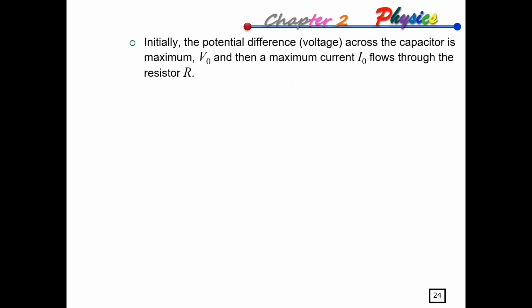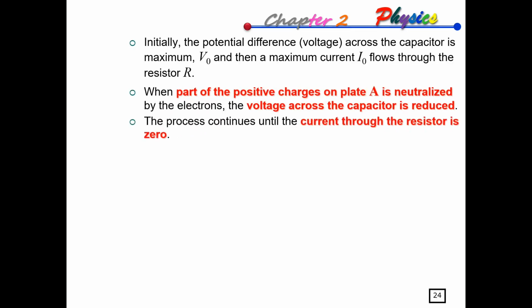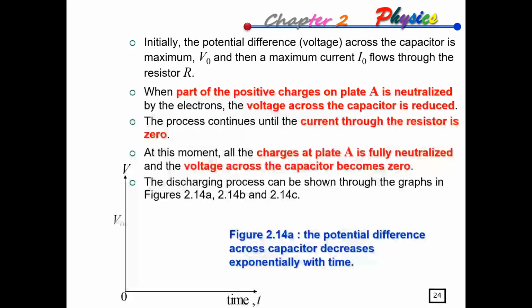So now we are going to analyze how V, Q and I change with time. Figure 2.14a shows the potential difference across the capacitor, which decreases exponentially with time. When the positive charges on plate A are neutralized by the electrons, the voltage across the capacitor is reduced. This process continues until the current through the resistor is zero. The same concept of the current as what we learned in the charging process also applies here. At this moment, all the charges at plate A are fully neutralized and the voltage across the capacitor will drop to zero.